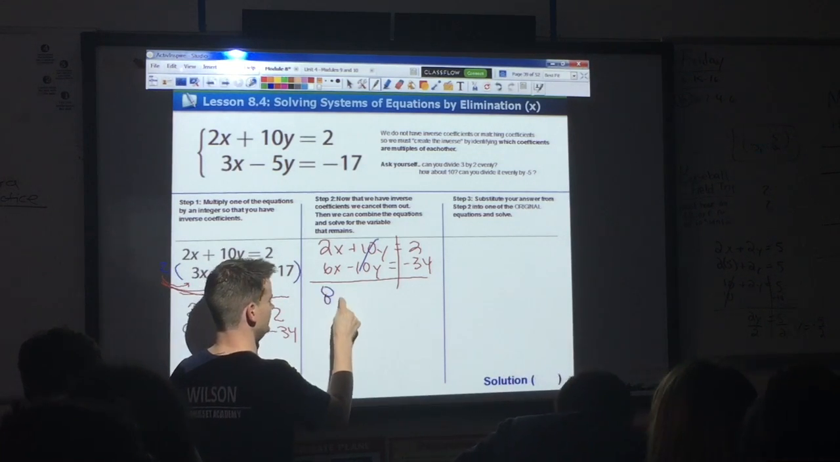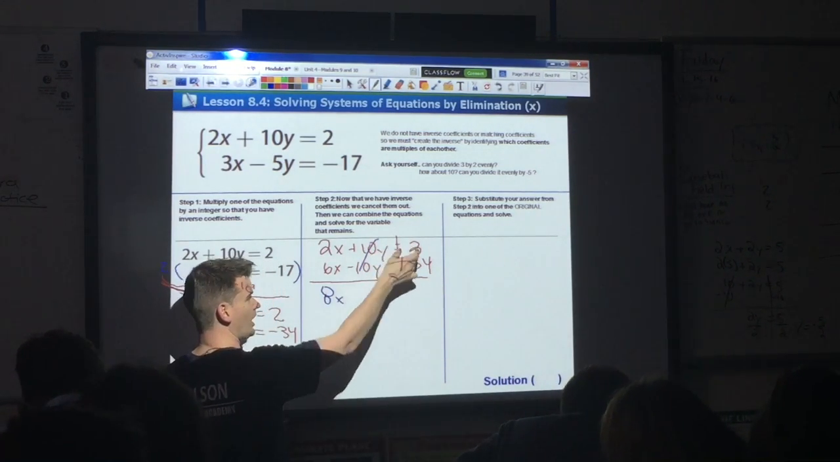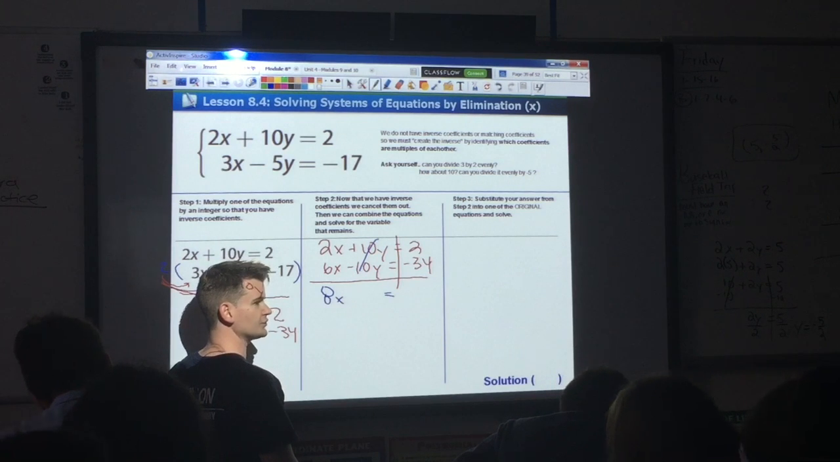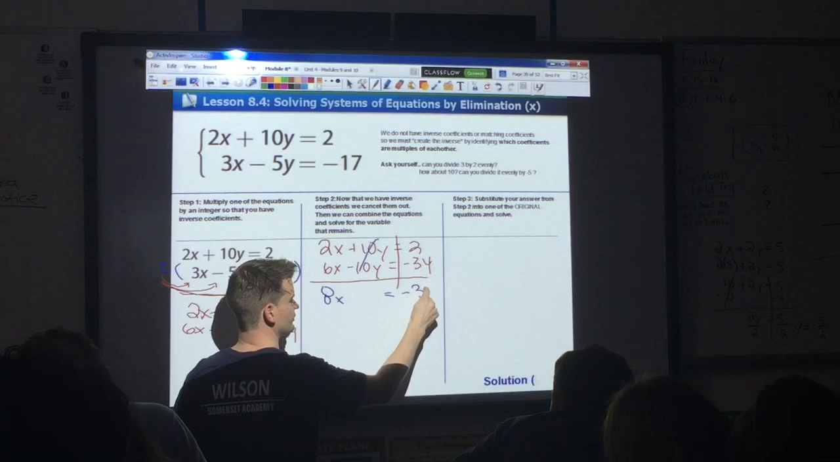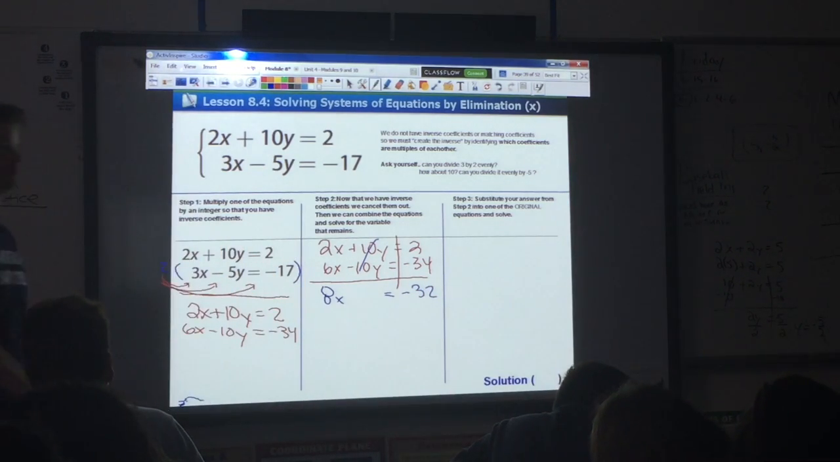8x equals, you have a positive 2 and a -34. So 2 minus 34 is, anybody? -32. -32. That's exactly what you should get.